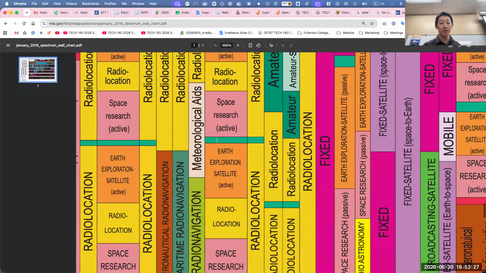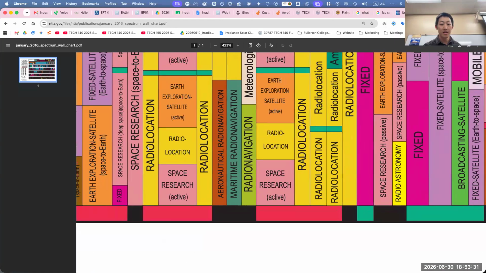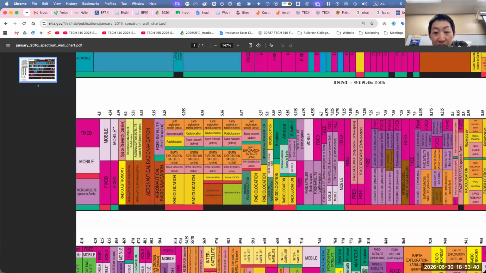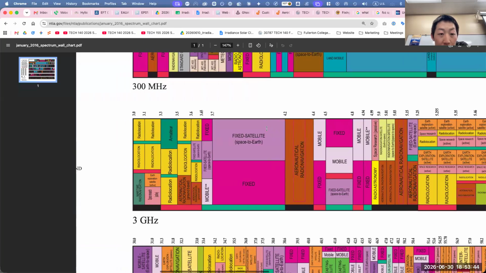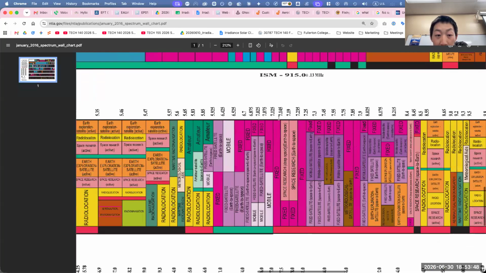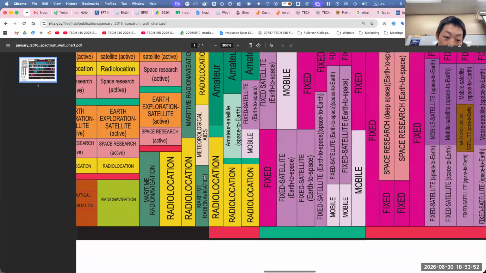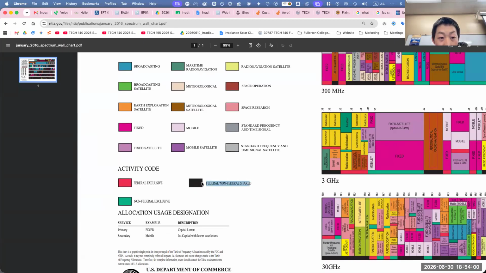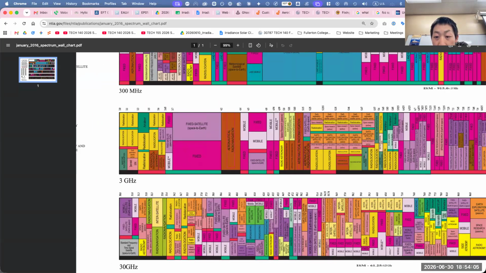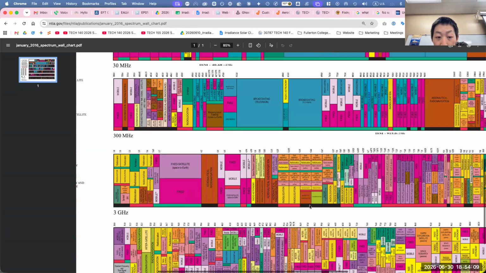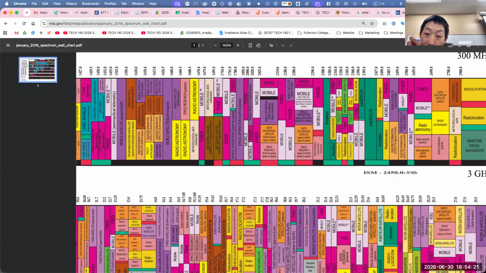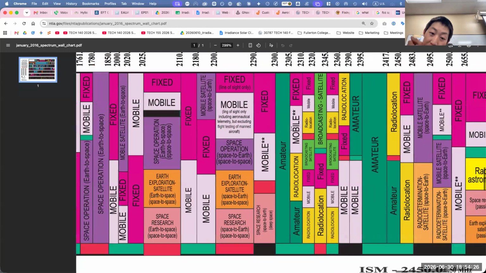Let's zoom in on some random one. You see space research. This has been allocated out. Earth exploration, that's cool. You see mobile devices right here. What are we talking about? 5.6 gigahertz? So that should be right here. I think this is what that black thing is. Federal, non-federal shared. I think that black line is to show that it's open. Maybe not, because I see it in multiple places. Where's the 2 point something? 2.4, right? Oh, here's your amateur.